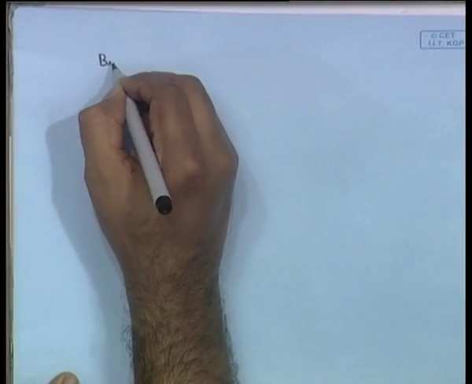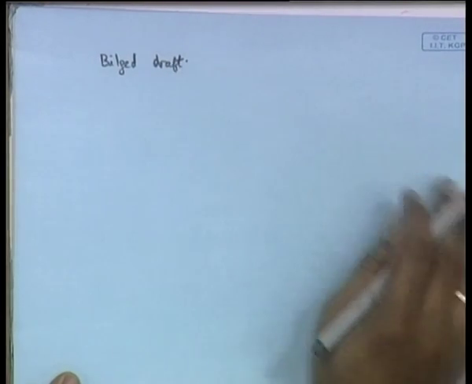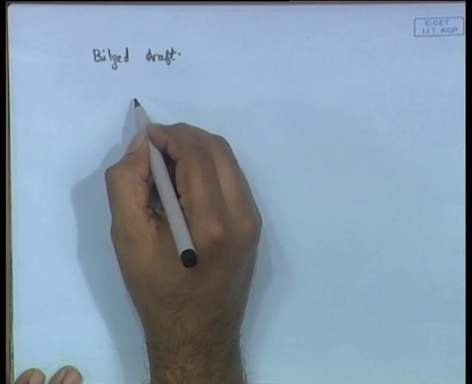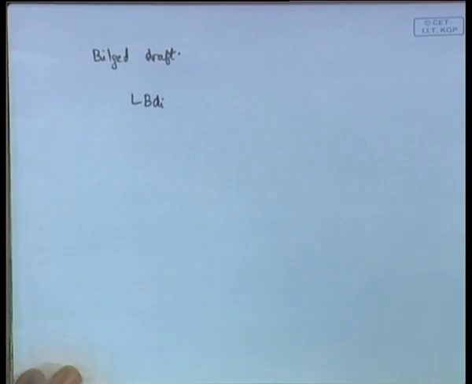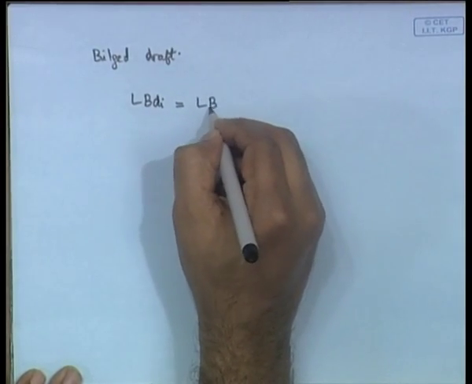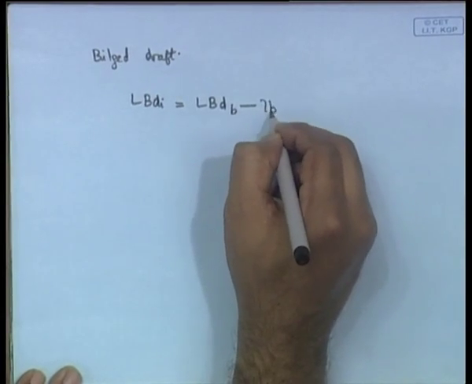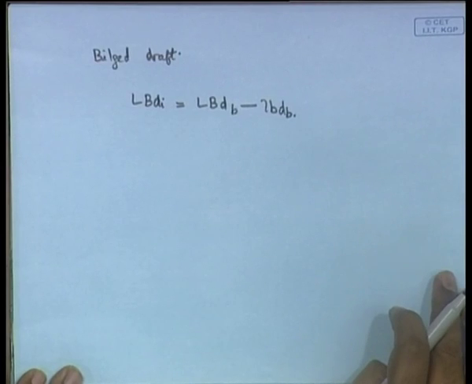So, first we need to find the bilged draft. The bilged draft is given by the formula, we can do a weight balance. The initial weight of the ship is equal to the final weight, which is L B dB minus L b dB. This will give you the bilged draft. This directly you can calculate.